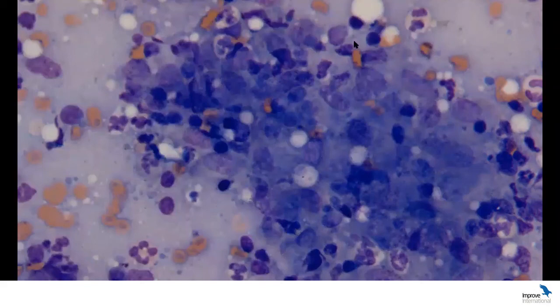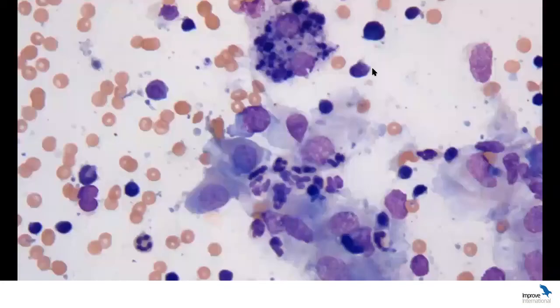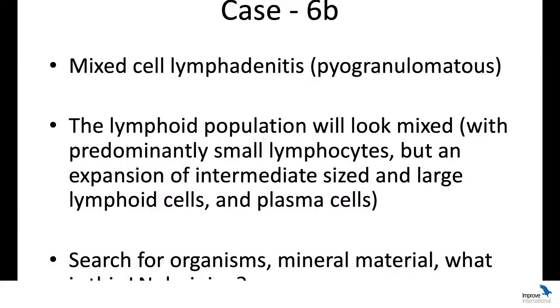And then we have these clusters of cells that, again, are not lymphoid cells, okay? So we have to pay attention to these things. The cells that do not belong in the lymph node, they're not lymphoid cells. So this was a case of a mixed cell lymphadenitis, so it's pyogranulomatous, so all of these other cells were macrophages. And in these cases, the lymphoid population will look mixed, but still predominantly small.